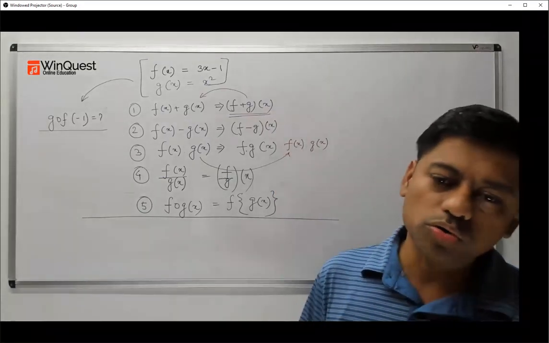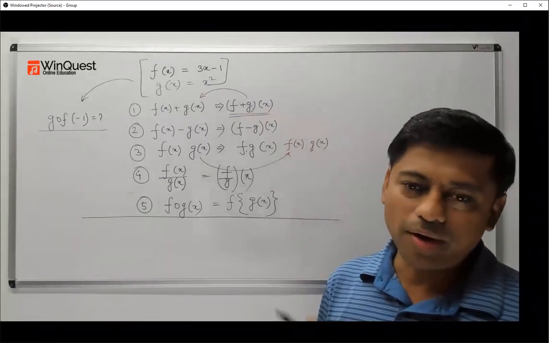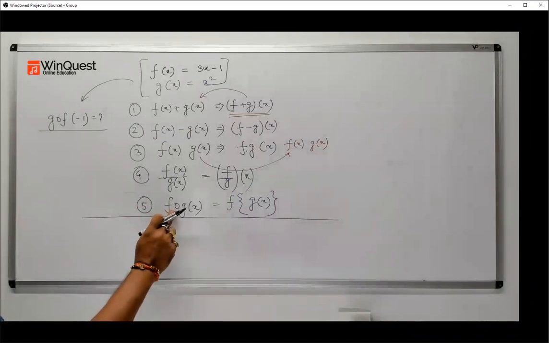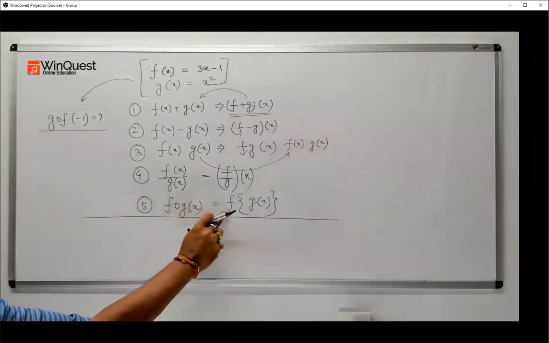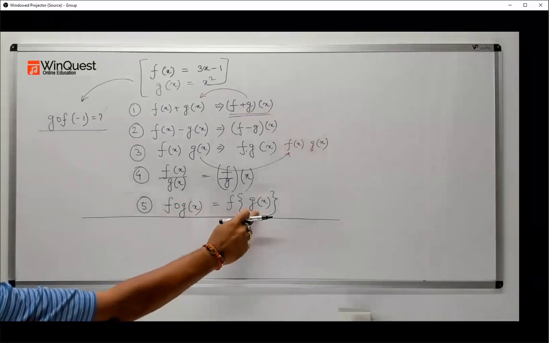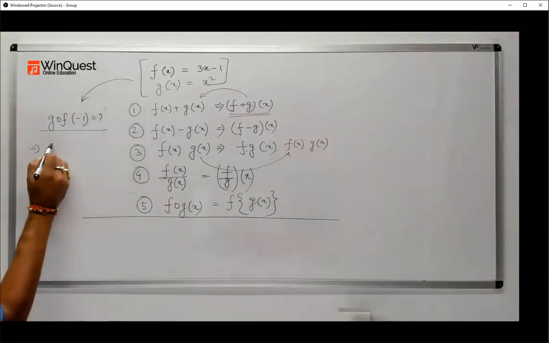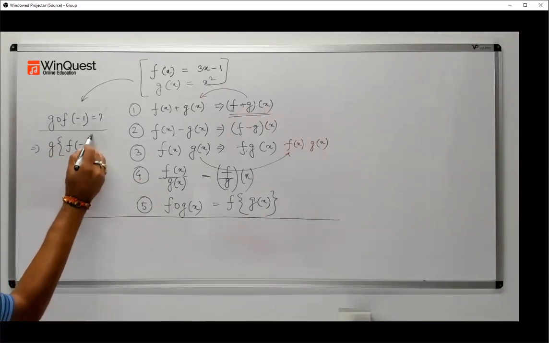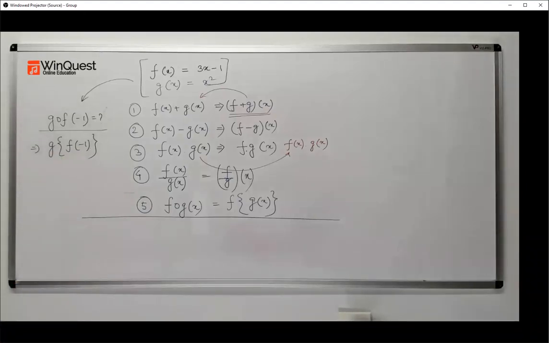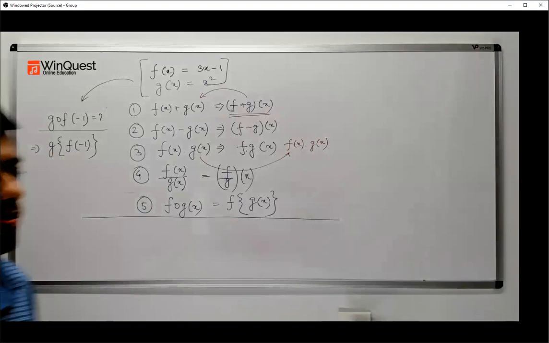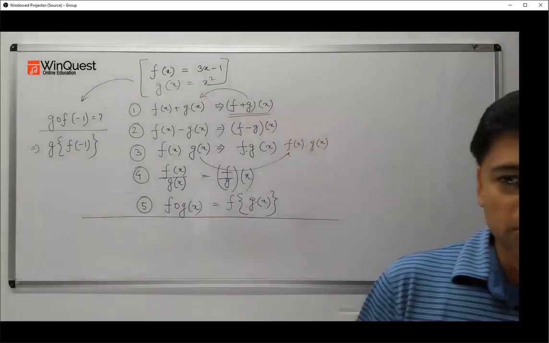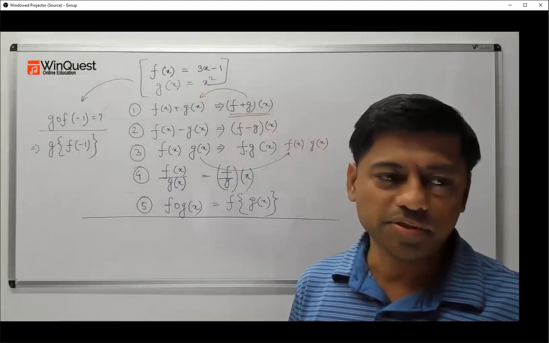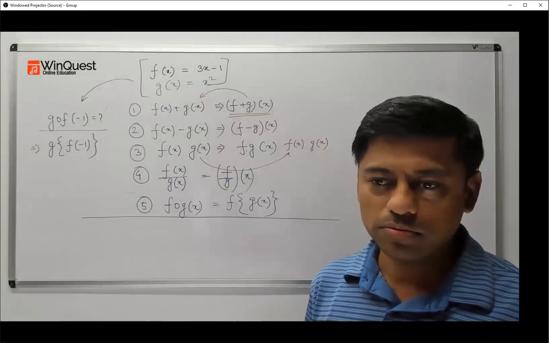Now, I'm going to show the steps one by one. You have to tell me whether you are clear. The rule says that if there is a fog, then this g function will be inside this. So as per the rule, can I write it like g of f(-1)? Yes. Others, please, I'm still waiting.